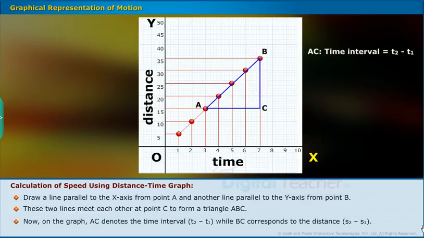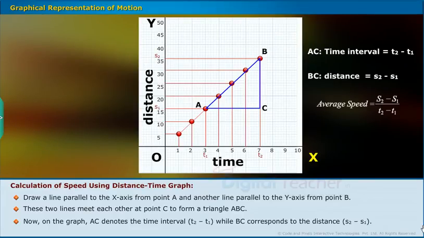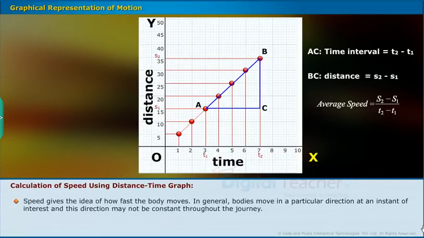Now on the graph, AC denotes the time interval T2 minus T1, while BC corresponds to the distance S2 minus S1. From the graph, it can be observed that in time interval T2 minus T1, the object traveled a distance equal to S2 minus S1. Then, the average speed of the car is (S2 minus S1) divided by (T2 minus T1). Speed gives the idea of how fast the body moves. In general, bodies move in a particular direction at an instant of interest, and this direction may not be constant throughout the journey.